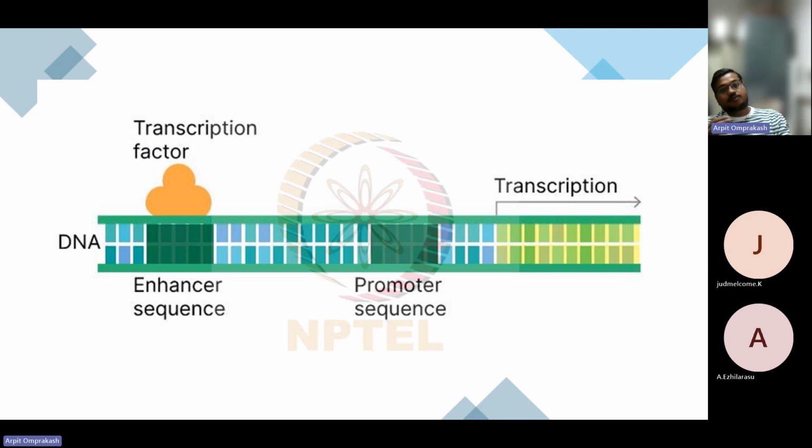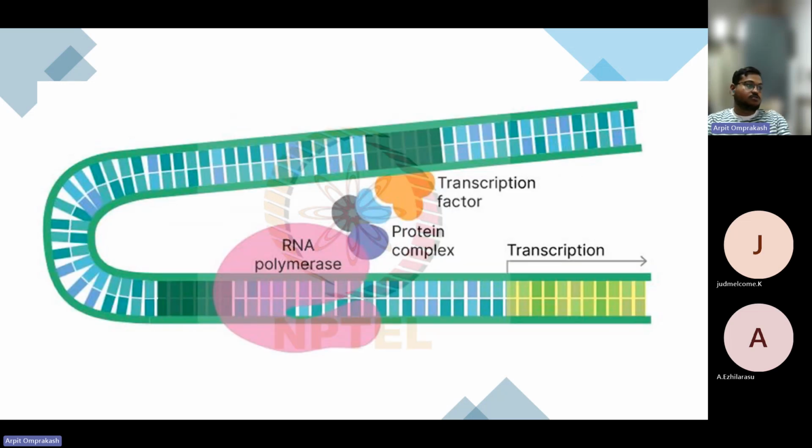There can also be other proteins. For example, proteins called transcription factors come and bind to sequences in DNA called enhancer sequences, which help upregulate or downregulate the transcription of certain genes. So this is what will happen: the transcription factor binds to an enhancer, then forms a protein complex, which binds to the RNA polymerase and starts the transcription of a certain gene.